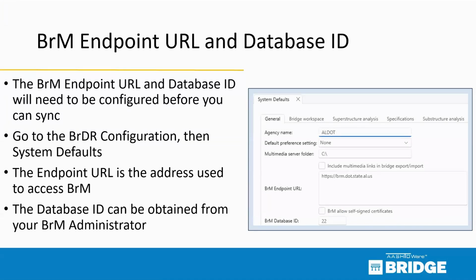So to do that, you go into the BrDR configuration window and then go to System Defaults. Then you'll go to the general tab, which comes up by default. And then in the box, it says BrM endpoint URL. That's where you enter the URL that you use to log into BrM from your browser. And then you'll need the database ID, which you obtain from your BrM administrator. And then that goes down there in the BrM database ID box.